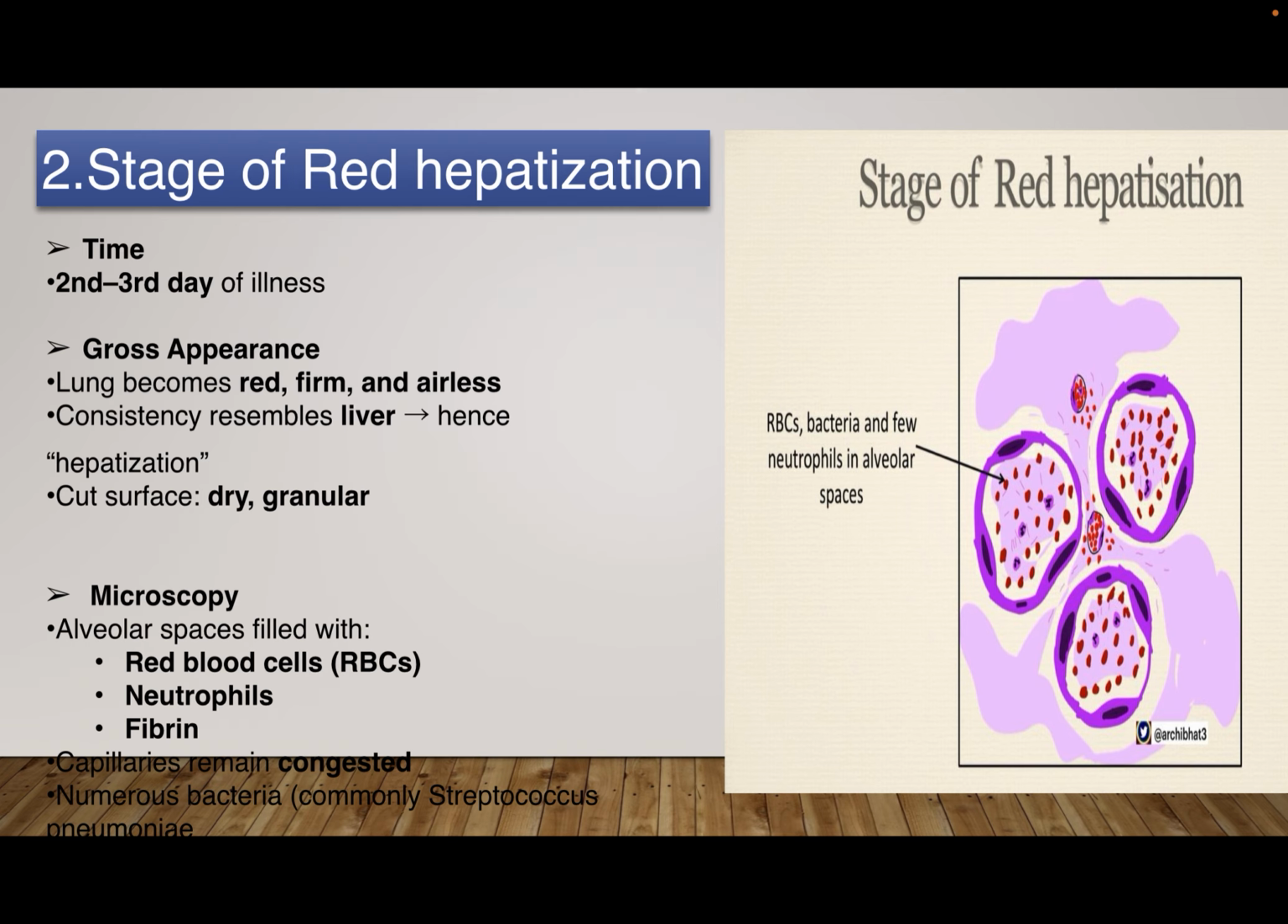Alveolar spaces are filled with RBCs, neutrophils, and fibrin. The capillaries remain congested; they are dilated and congested in the stage of congestion. In the stage of red hepatization, the capillaries also remain congested. Numerous bacteria are seen in the stage of red hepatization, commonly Streptococcus pneumoniae.